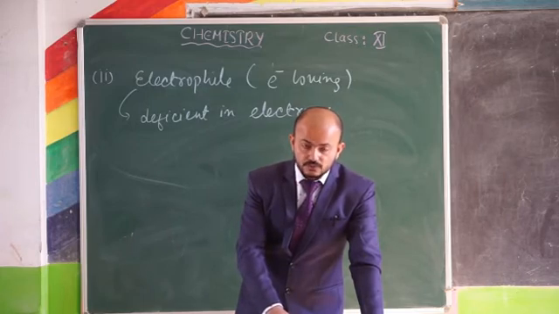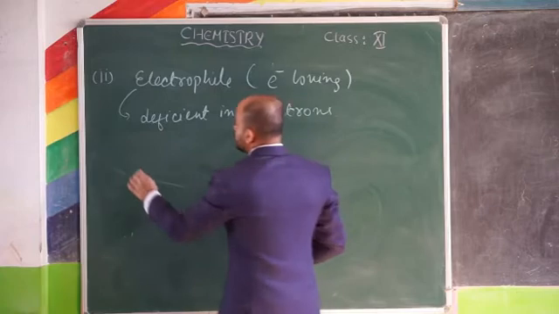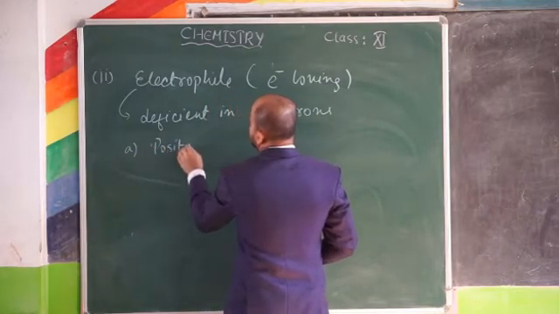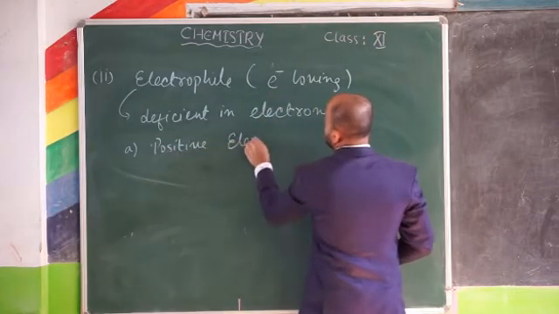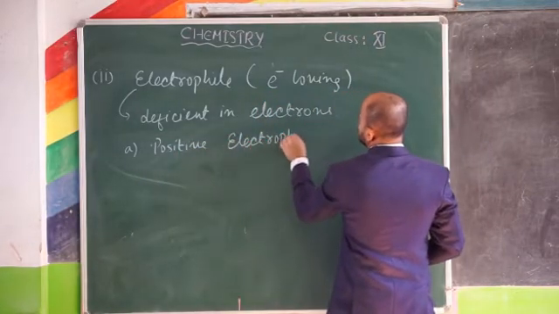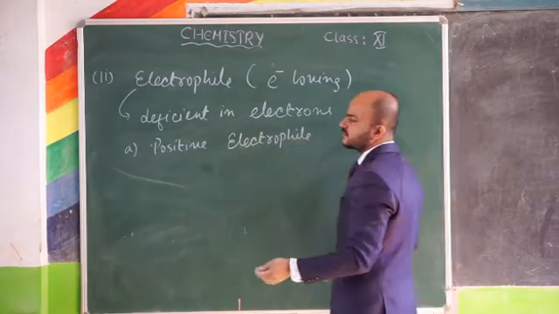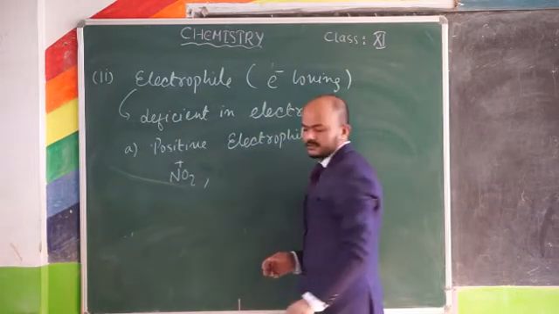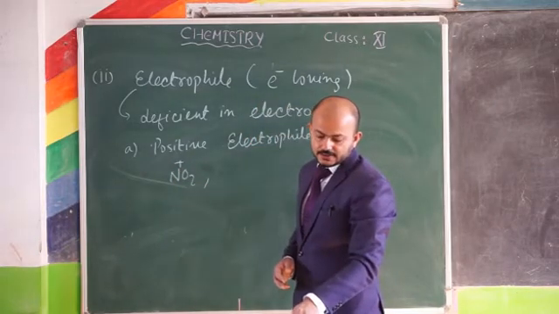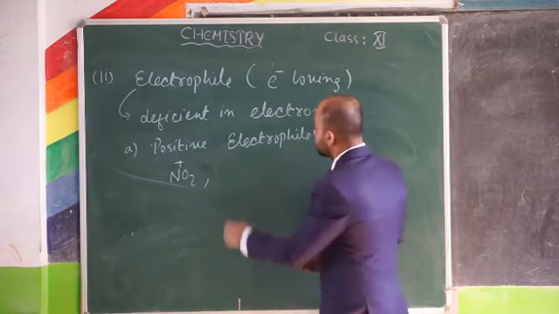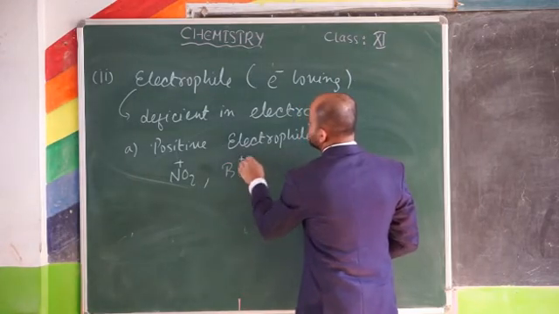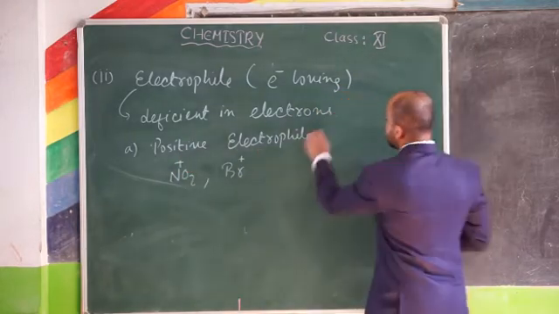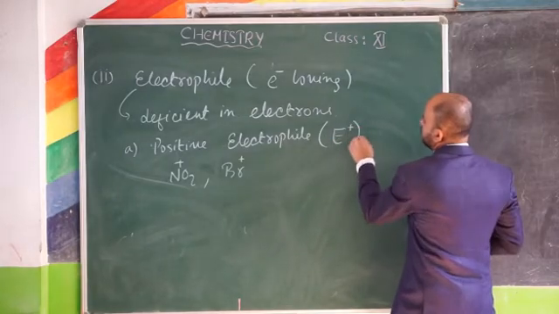So there are 2 types of electrophile. Number one is positive electrophile. Positive electrophiles are those reagents which carry a positive charge, like NO2 plus, and other examples like Br plus. If some positive charge is given over these reagents, then they are positive electrophiles, and it is generally denoted by E positive.